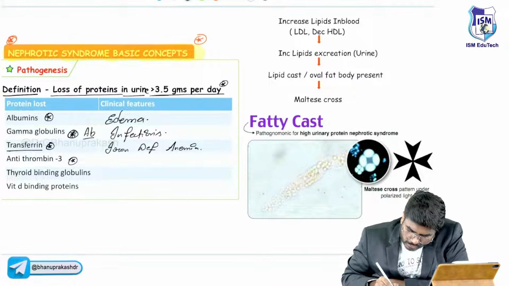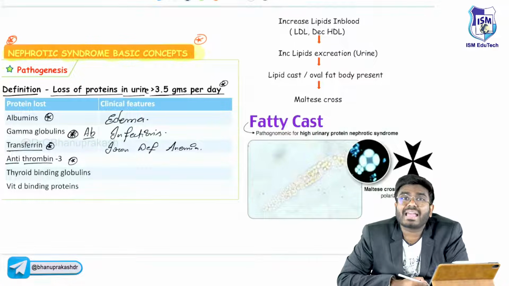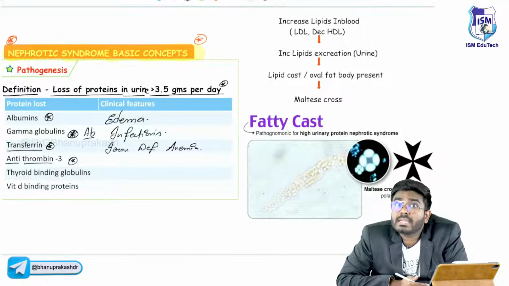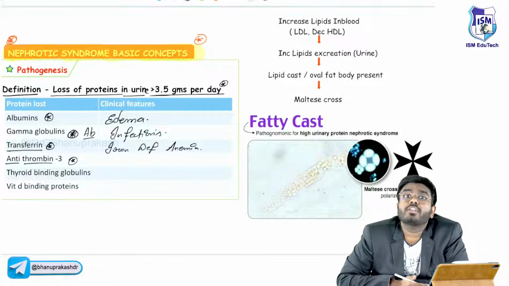Antithrombin, the name itself is there. Antithrombin, antithrombosis, anti-clot. It doesn't allow the intravascular clots to form. Unnecessarily, we don't want any clot to form, sir. But if you lose antithrombin 3, unnecessary clots will start to form in your blood vessels.